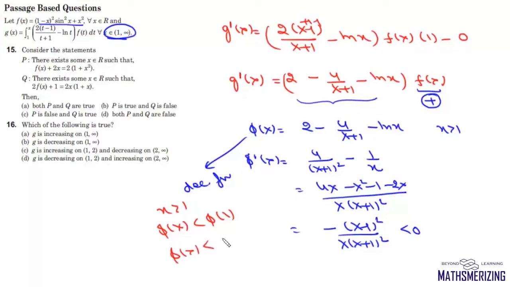What is phi 1? Phi 1 is 2 minus 2, which is 0. That means this phi x is always less than 0. So this expression is always negative. So this g dash x is less than 0 for all x greater than 1. So this function g x is always decreasing in 1 to infinity, and that's your option B.